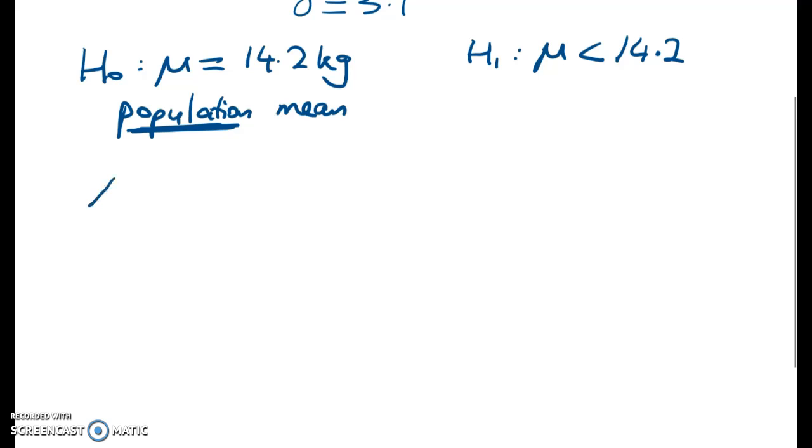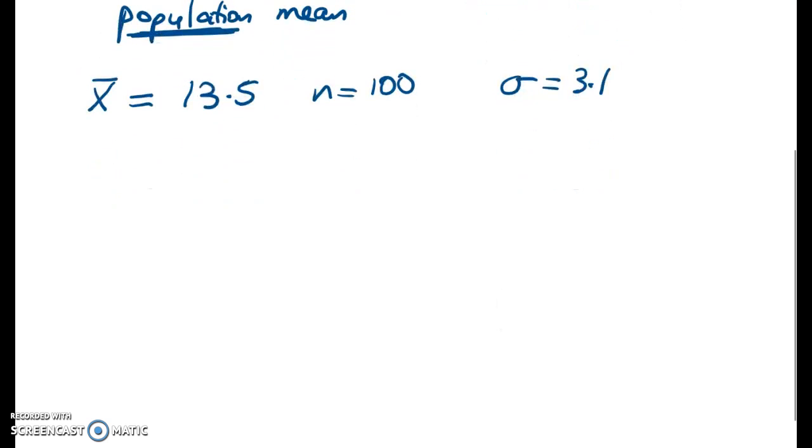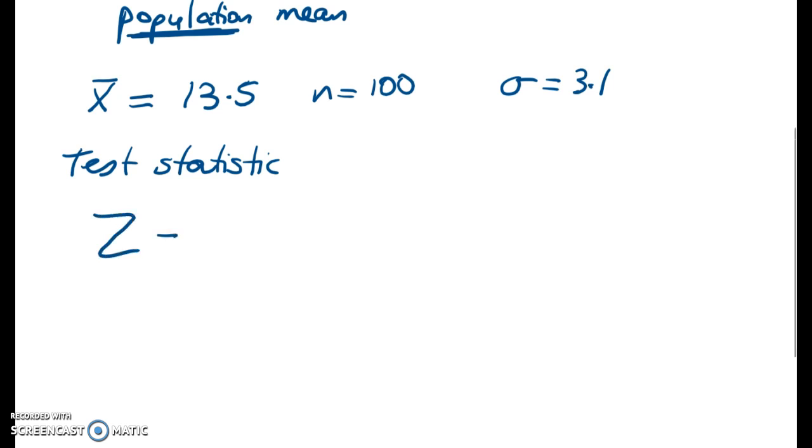All right, so now we're going to look at what we've got in our sample. There are several ways to do this test. I'm just going to do one of them here. So the sample mean is equal to 13.5. We've got 100 rocks in the sample, and sigma is equal to 3.1. So I'm going to set up a test statistic, which is saying how many standard deviations away from the mean am I if the null hypothesis is true.